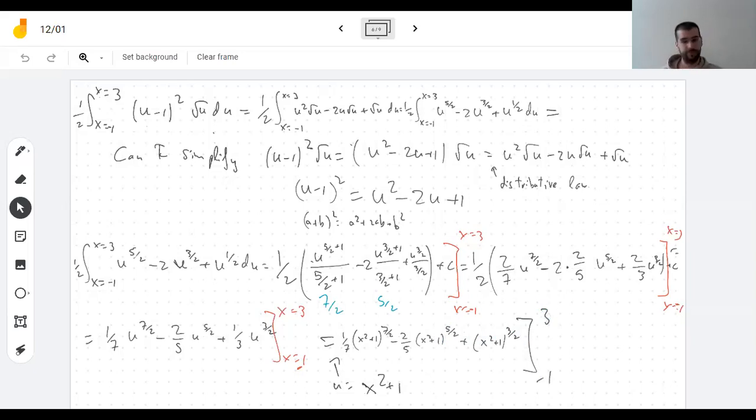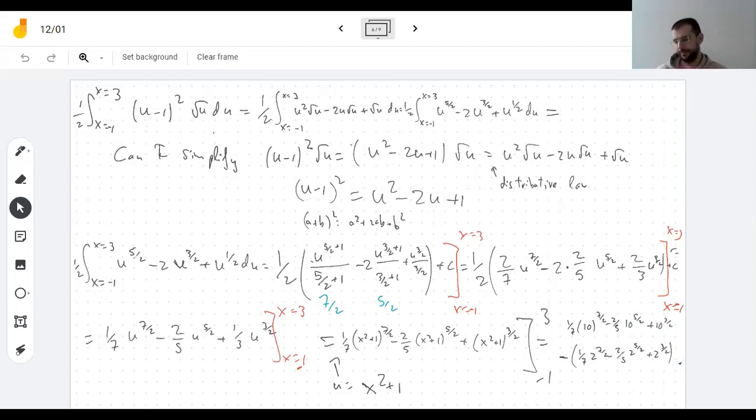Oof. Okay, so I don't need to simplify this, I just need to plug it in. But that's it. So you make x equals 3, you get 1/7. I guess x squared plus 1 is 10. So 10 to the 7/2 minus 2/5, 10 to the 5/2 plus 10 to the 3/2, and when you plug in negative 1, x squared plus 1 becomes 2. So that's the answer, whatever it is, doesn't matter. The point is knowing how to do it. Who cares about the answer?